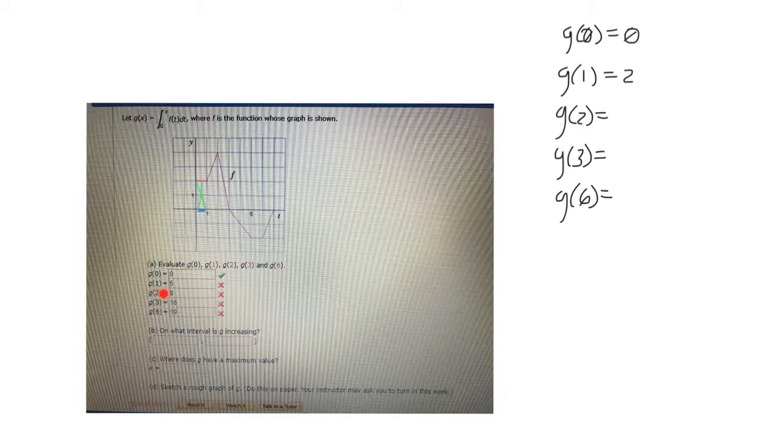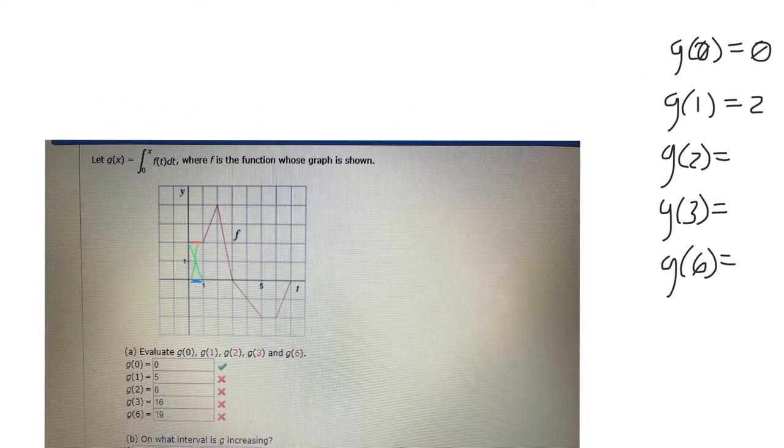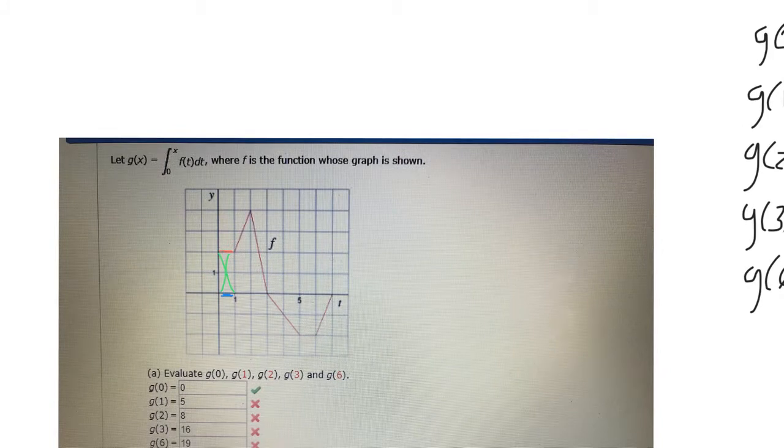And g of 1, let's see, that should be 2. G of 2 takes into account the area under the curve from 2 all the way here. So we definitely know for sure that we already have these 2 blocks. All right, so 2 for the records right there. So we already have these 2 blocks.